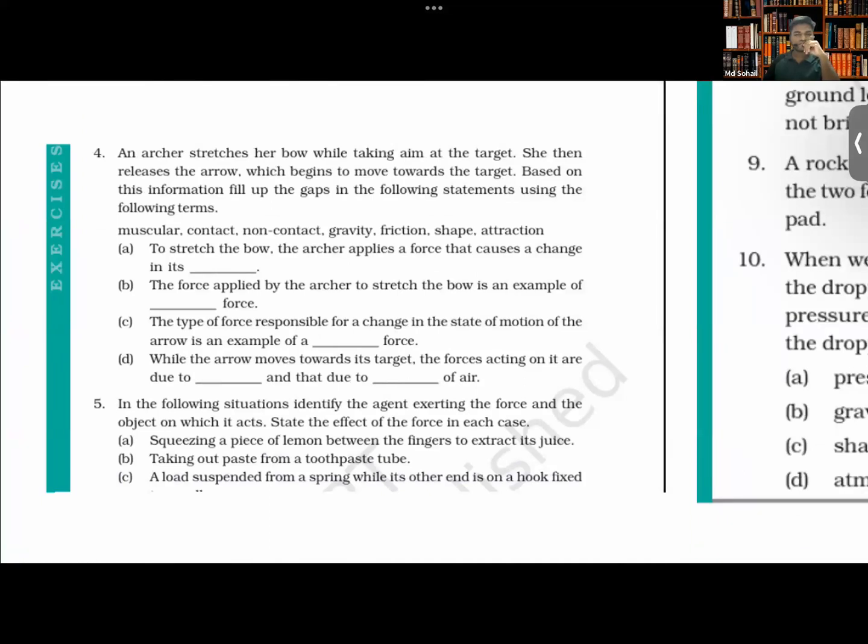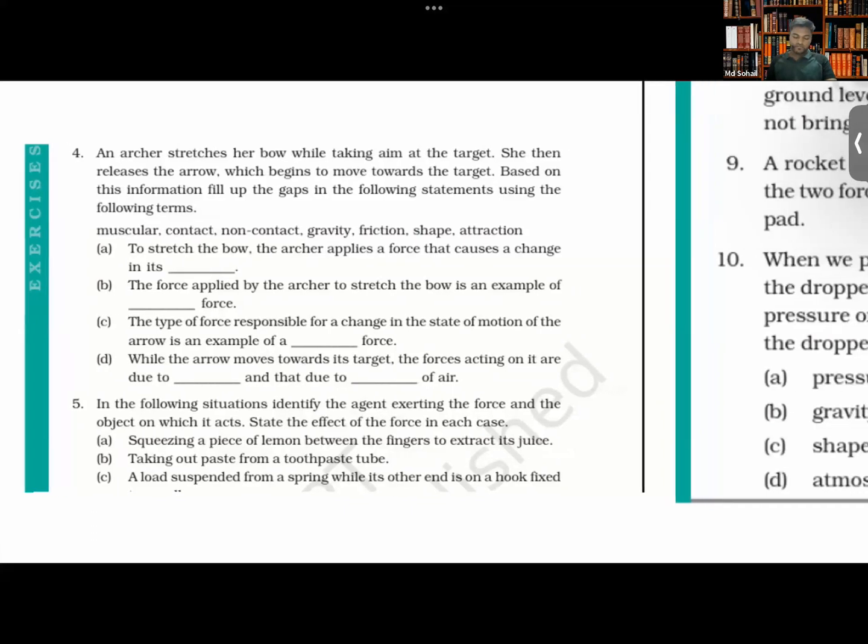Gravity for the first one, and friction. Very good. When the arrow moves towards the target, the forces acting on it are gravity and friction. Eventually, due to these forces, the arrow falls back to the ground, right? If suppose there was no friction and no gravity, what will happen? The arrow will keep moving forward, since it has no resistance. Okay, good. Now, question number 5.